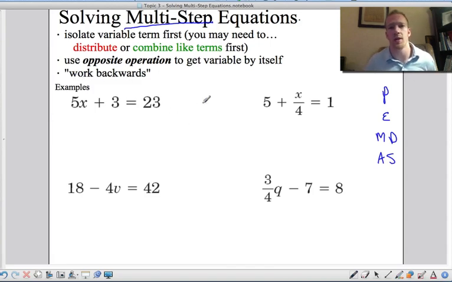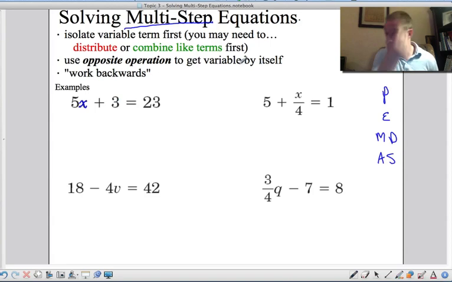I also will say a lot of times work from the outside in. Alright, so here's our x. What's most tightly associated with that? The 5 is. Alright, so that's the last thing we're dealing with. Alright, the 3 is less closely associated with the x, so we're going to deal with that first.